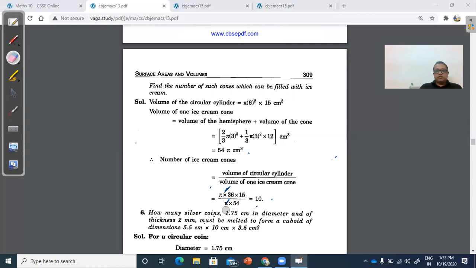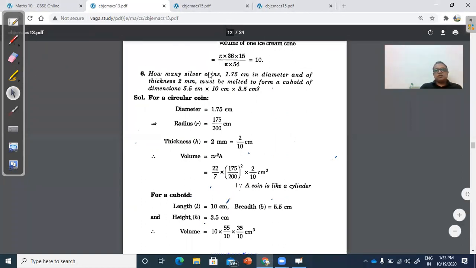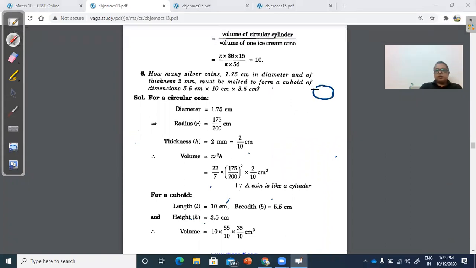Then moving on to question number 6. Again, how many silver coins 1.75 cm in diameter, thickness 2 millimeter must be melted to form a cuboid. So first of all, let's understand this is a silver coin. What will be the shape of the coin? So shape of the coin will be like this, and it will have a small height. So actually it's a small cylinder. So 1.75 centimeter is the diameter.